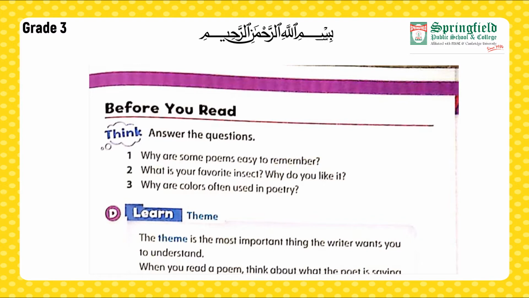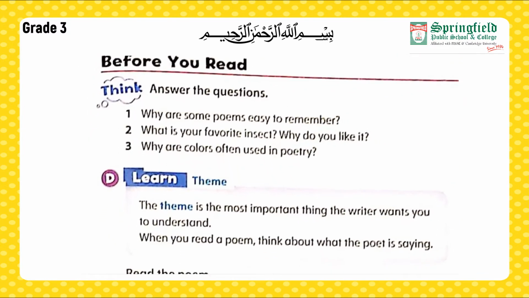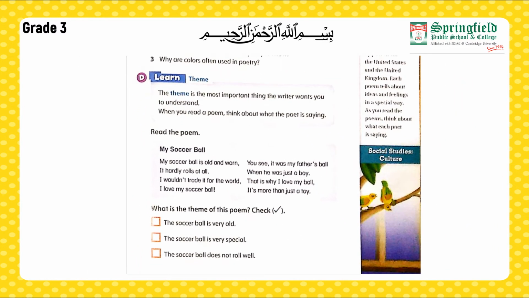Now moving towards our part D, learn. Theme. The theme is the most important thing the writer wants you to understand. When you read a poem, think about what the poet is saying. Now here they are telling us about theme. Theme is basically the main idea, the main concept the poet or the author is giving us whenever we read his or her writing. Now here we have been given a poem. Read it and then think about the theme.